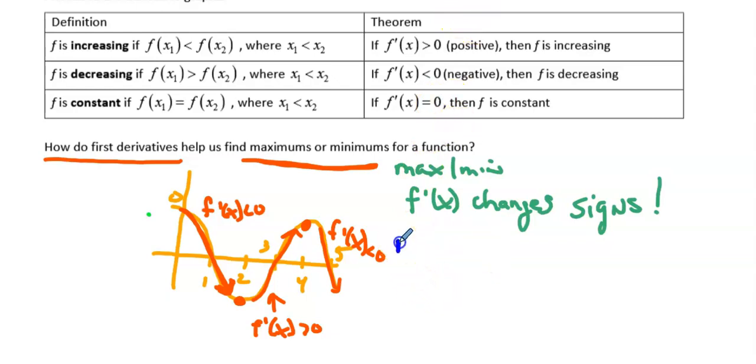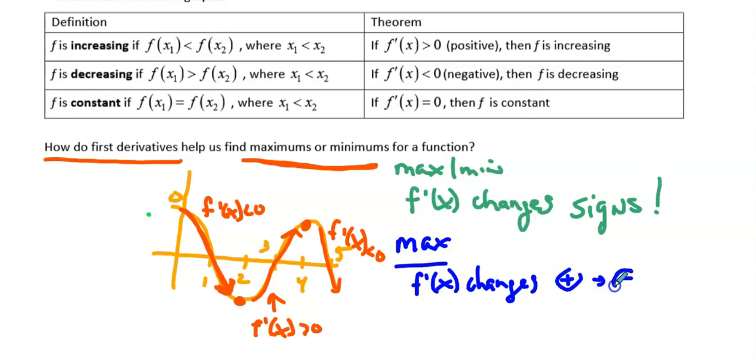So let's talk specifically about maxes. What's happened at a maximum? So here's a maximum here. Notice that my derivative was positive, and then it becomes negative. So we can go more specifically and say that our derivative changes from positive to negative. And you guys can abbreviate this on any exam that you want to. You don't have to say positive and negative. You can write plus to minus.